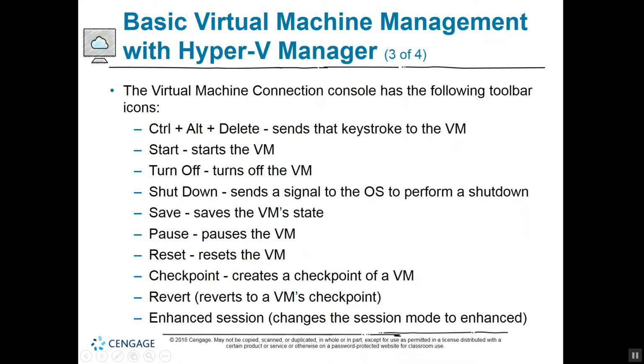So the virtual machine connection console has the following toolbar icons: Control Alt Delete. Now that sends the equivalent keystroke of Control Alt Delete to the VM. Now what happens if you press Control Alt Delete on your host machine? Yeah, you're talking to the host machine, not the VM. And we have to have that differentiation. So there's a little icon for that. We've got a little shortcut as well, but we just use the icon. Now there's start, which starts the VM, turn off, which turns off the VM, and shut down, which sends a signal to the OS to perform a standard OS shutdown.